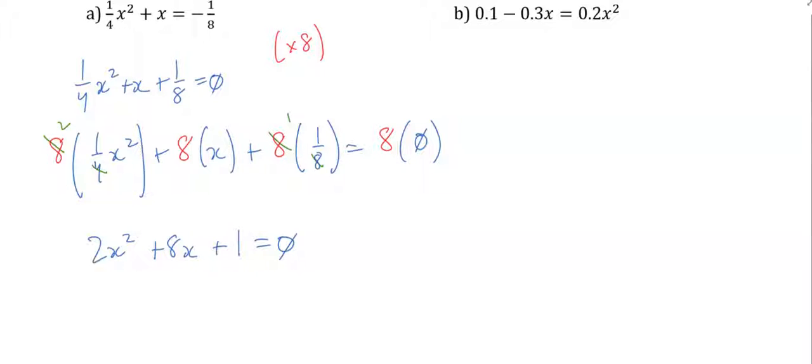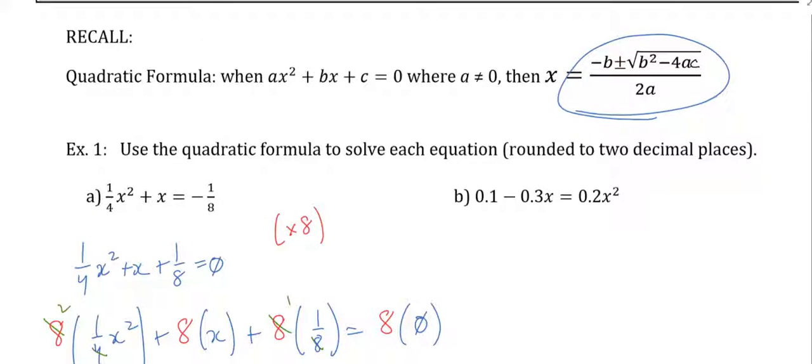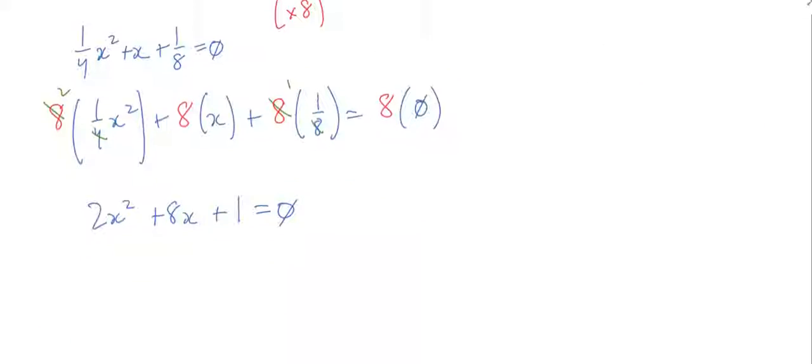Does anybody remember what the discriminant is? Not an explanation of it, but if you know the quadratic formula, it's in the quadratic formula: b squared minus 4ac. So I'm going to go off to the side and do it. B squared minus 4.